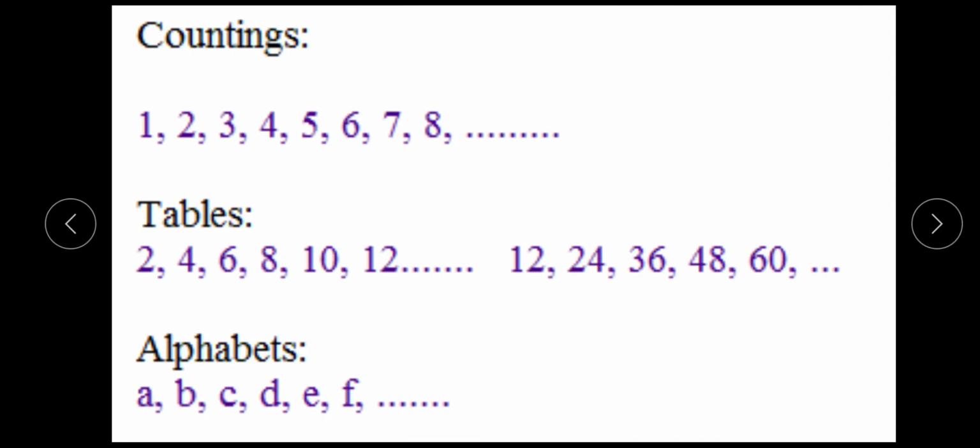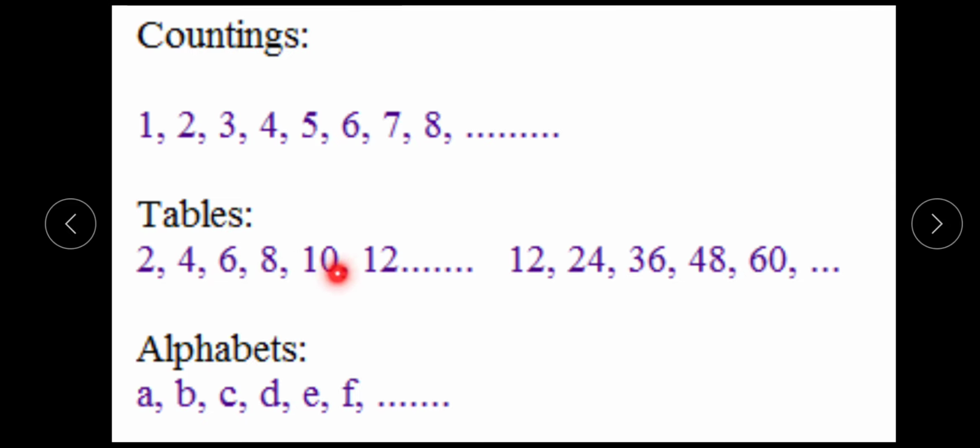Countings. In our daily life, we use examples of series, but we don't know it. Countings are also a series. These numbers are also arranged in a specific manner. How? If we add 1 to the first term, it will become 2. If we add 1 to 2, it will become 3. If we add 1 to 3, it will become 4. It means that if we add 1 to every term, it becomes the successive term. Tables are also examples of a series.